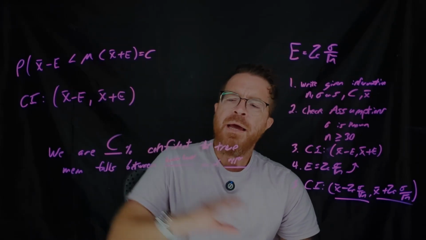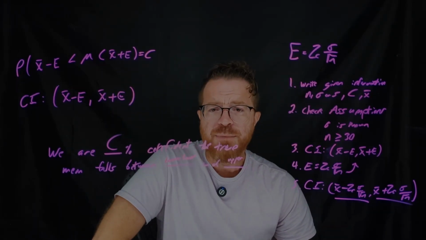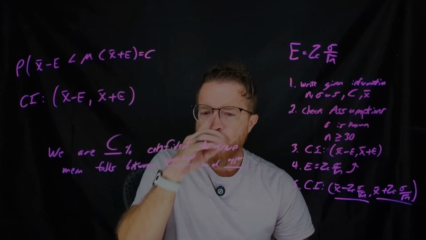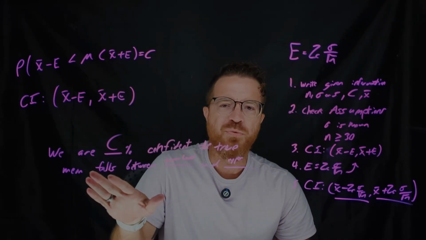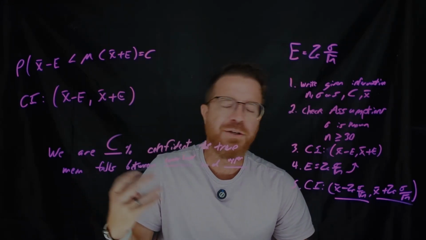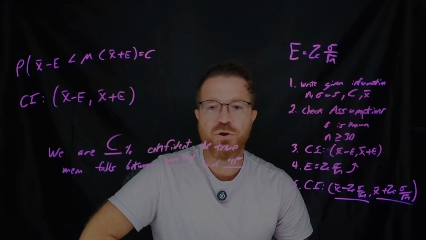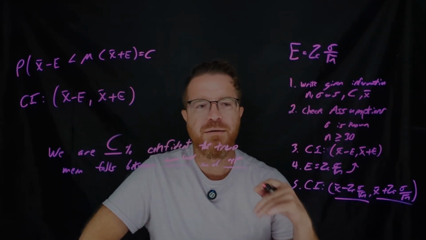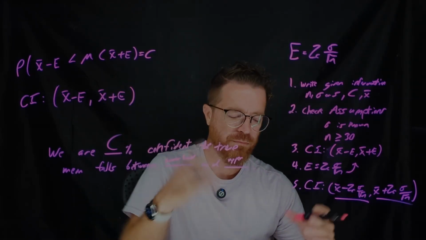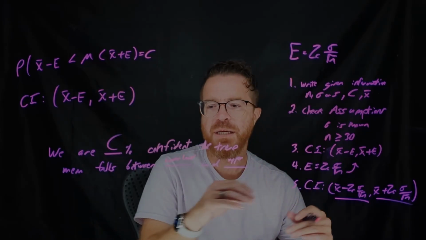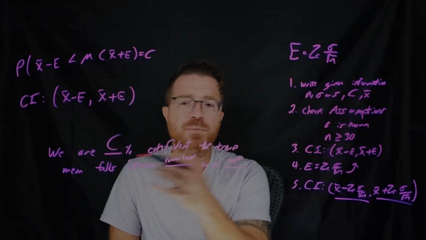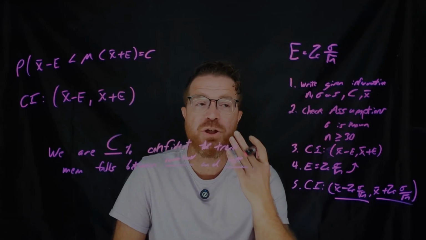Now, when you're actually doing one of these problems, generally when we interpret it, we do want to actually say what this true mean is or what it's about. You don't just usually say the true mean. You might say the true average weight of this, or the true average height or amount of something. Say what this actually is whenever you're interpreting it. But this is basically the general form.